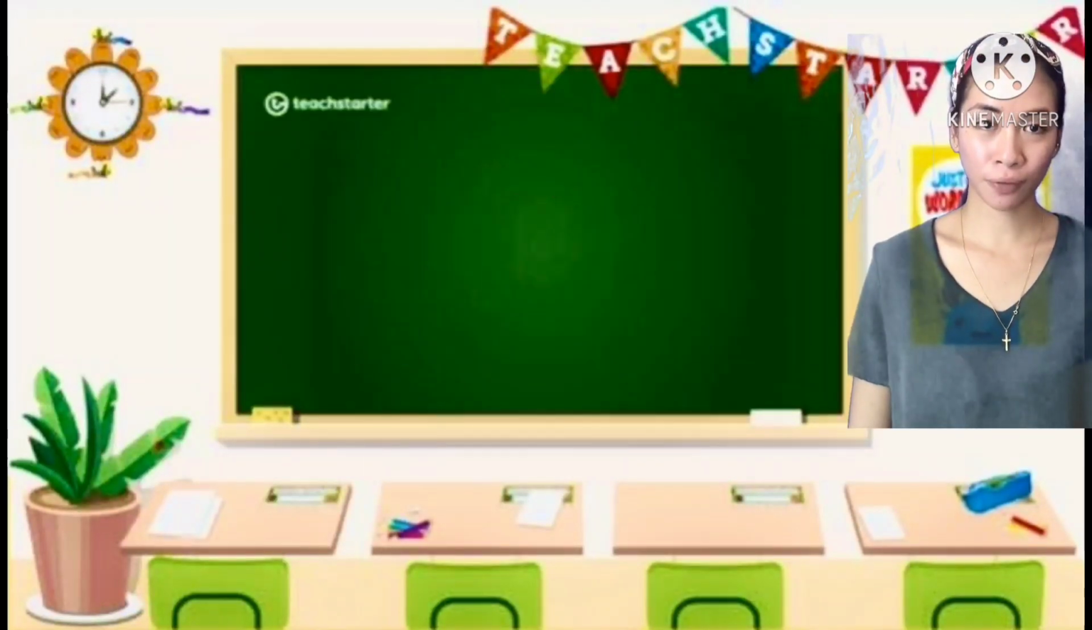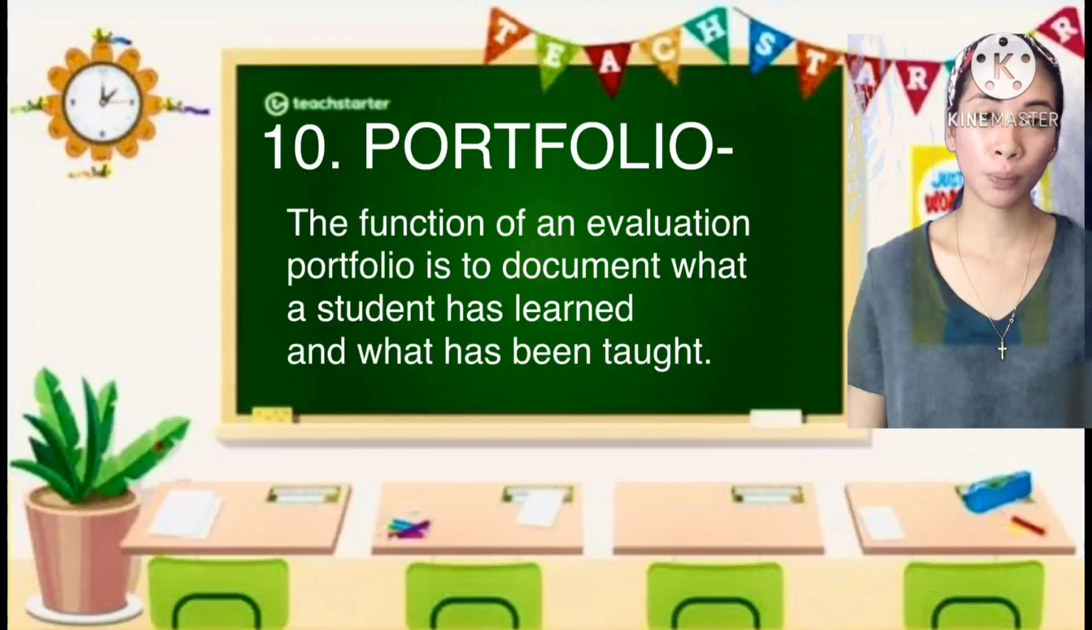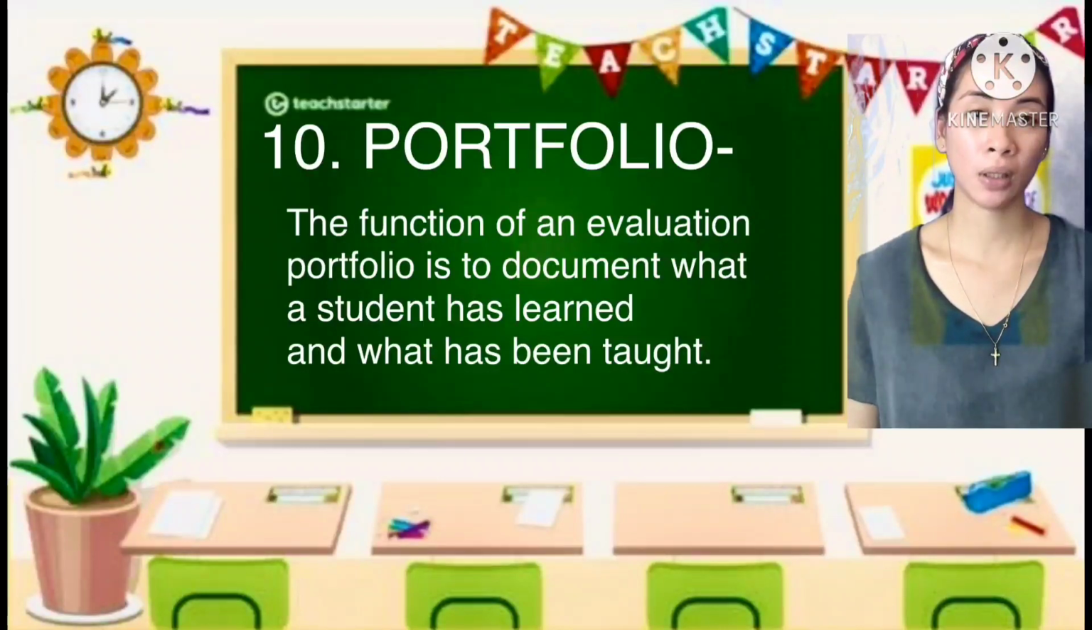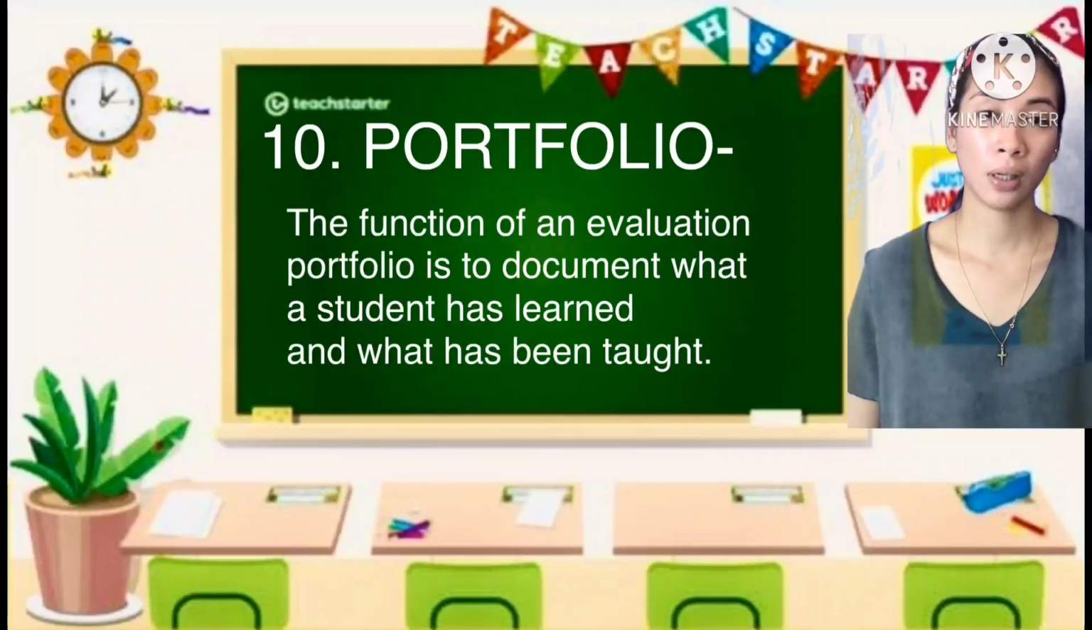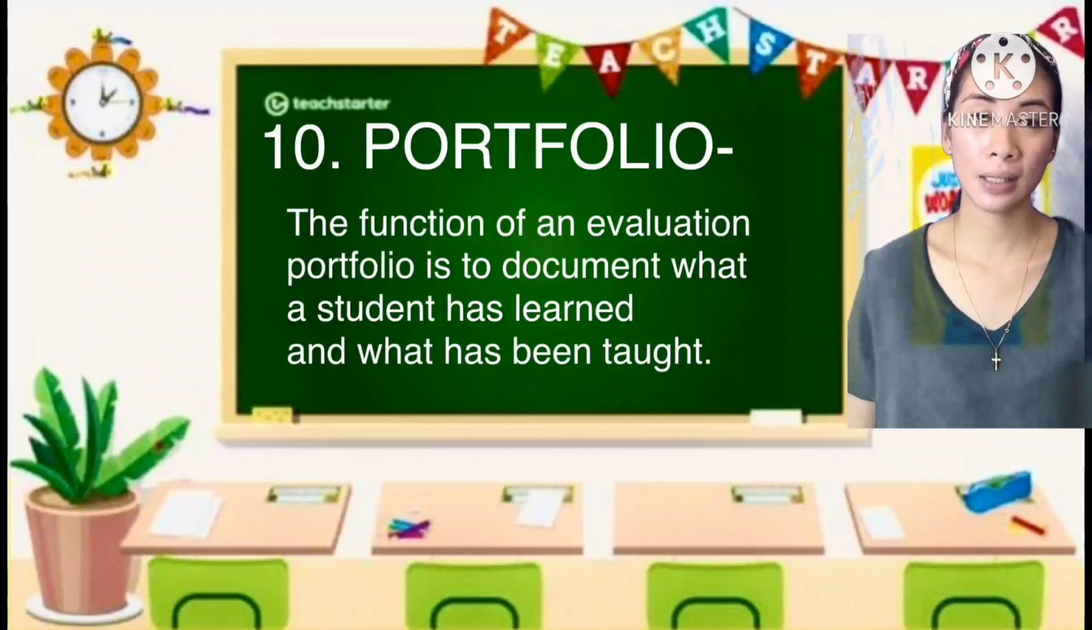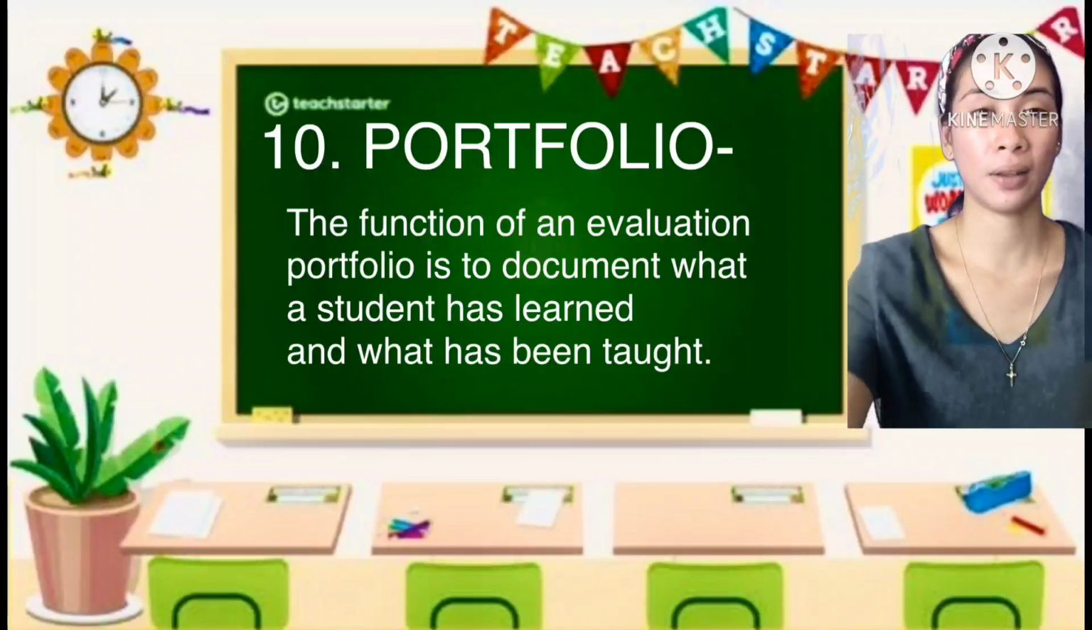Number 10, portfolio. The function of an evaluation portfolio is to document what the student has learned and what has been taught. So it may include the teacher's observations in the form of records and checklists, and samples of student work. These are the reports, the projects, the essays, the poems, student activities, test results, and parents' comments and letters.